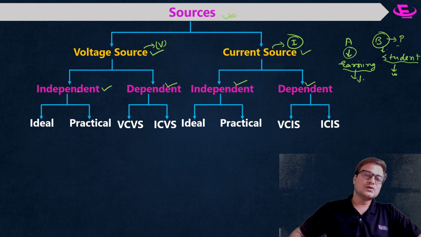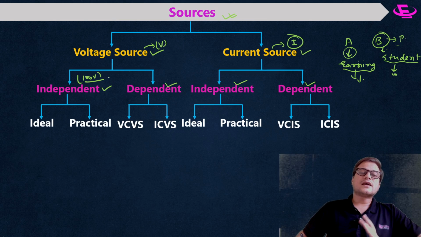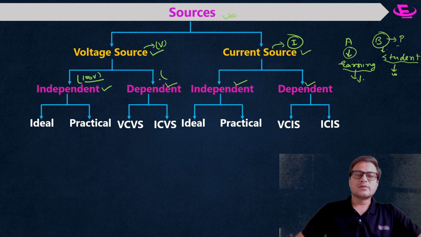So here also the independent source will have its own potential. Suppose it is 100 volt. But in the case of a dependent source, you will see that its value will depend upon some other parameters, other branch currents or branch voltage. So that is called a dependent source. We will study dependent sources in depth from the next slide.